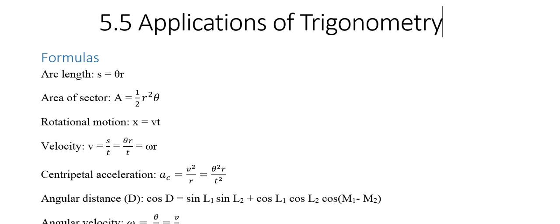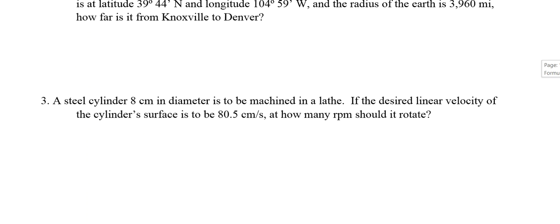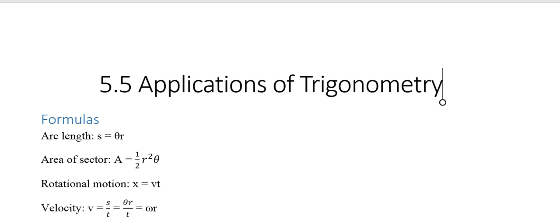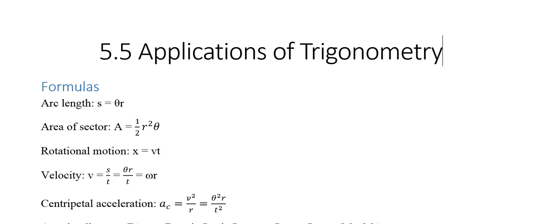In this section we have many formulas that we're going to talk about. I tried to put them all at the top of the paper here so you could just scroll through them. Not that quickly though. So we have arc length and area of a sector, which we've actually used before in chapter 3, and this is the radian version of those. We have rotational motion, which deals with velocity and time.